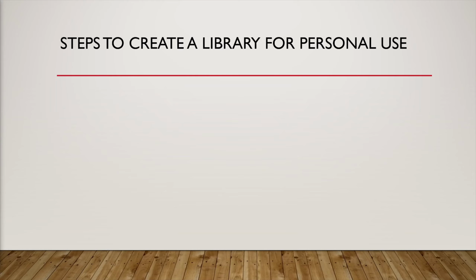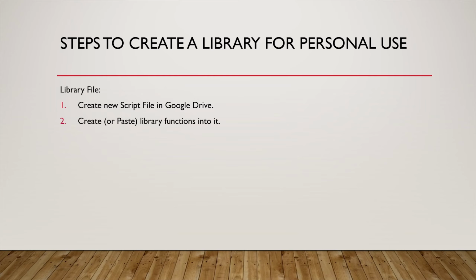So here's the overview of the steps to create the library, and we'll go into it in more detail. This is just a quick overview. Firstly, you need two files: the library file and the actual file that you will access the library functions from. In the library file, you just go to Google Drive and create a new script file, and I'll show you how to do that. And then you can either create the functions or paste them if you already created them from your scripts.